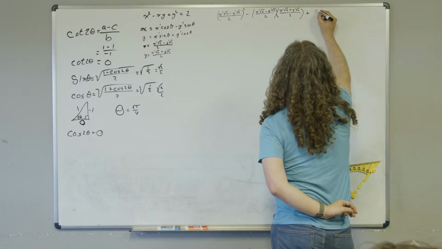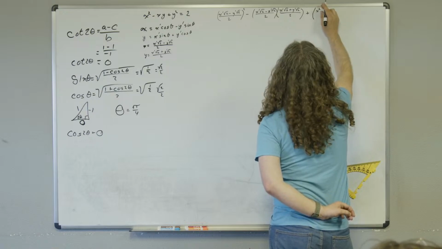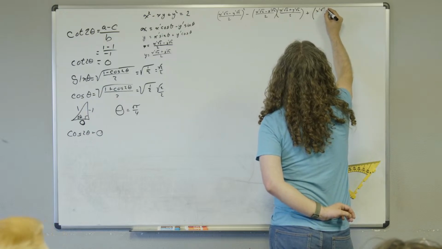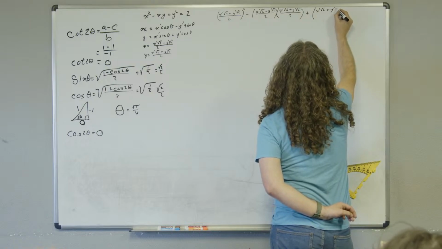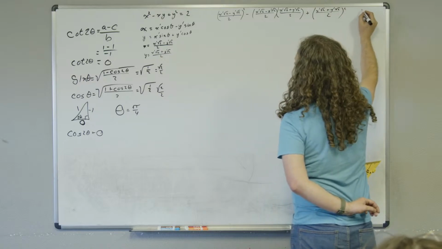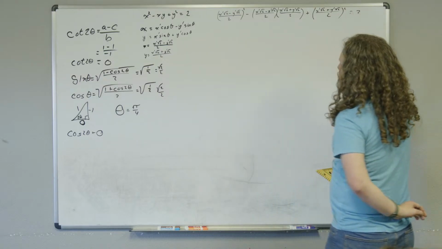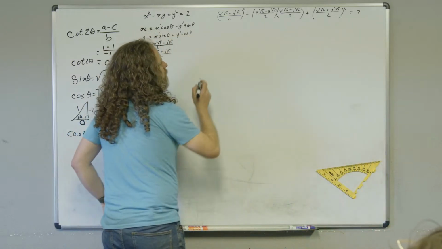Plus x prime square root of 2 plus y prime square root of 2 over 2 quantity squared equals 2. So we square out all this mess.